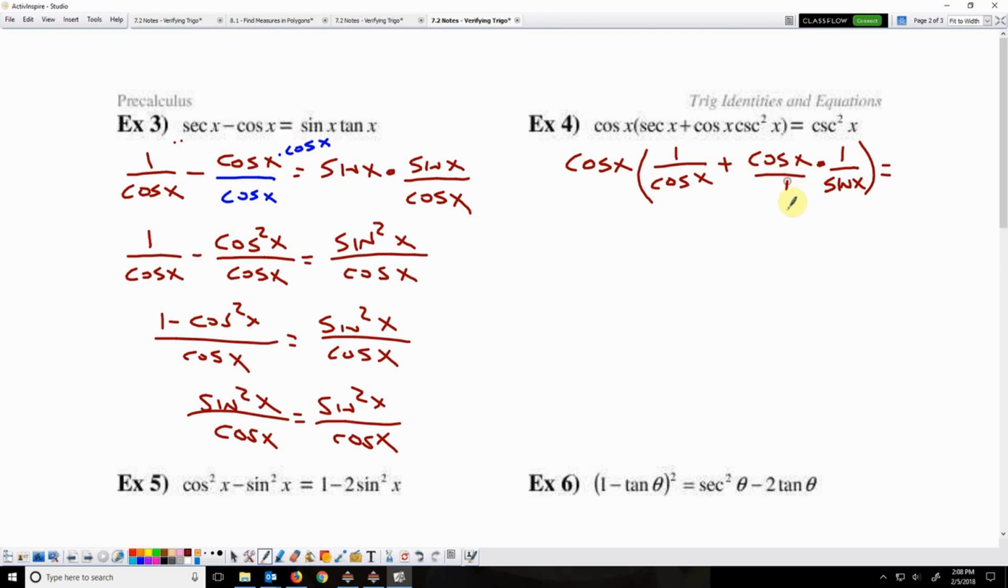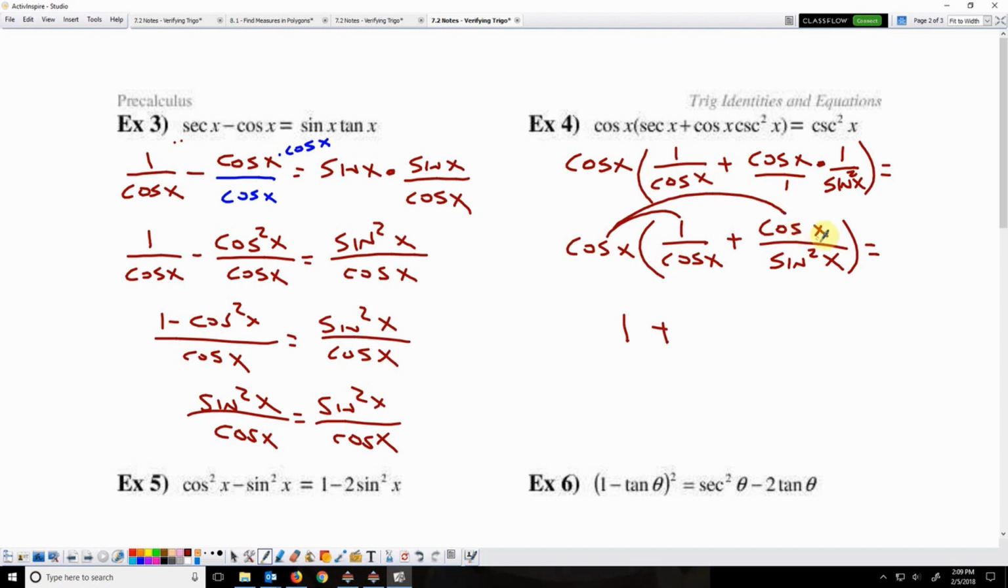So this is cosine x over 1, so I'm going to multiply those. Cosine x times 1 over cosine x plus cosine x over sine, and this should actually be sine squared x. Cosecant squared is sine squared, so sine squared x. So next I'll distribute this cosine x. So I get cosine x over cosine x, which is 1. And cosine x times cosine x is cosine squared x, over sine squared x.